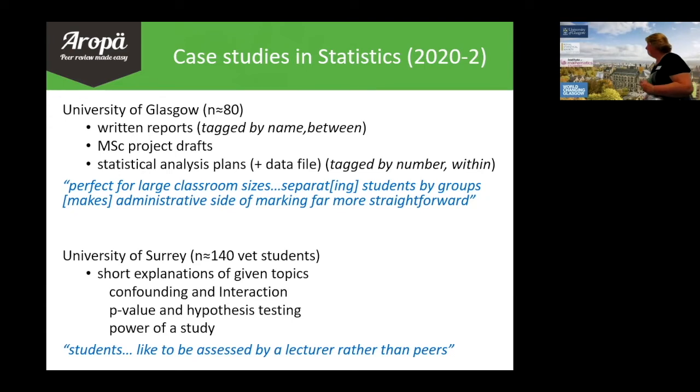Even more flexibility. And then we've had some use from the University of Surrey for a few years now, from teaching statistics to vet students. The students are asked to give a short explanation of given topics like confounding and interaction and p-value, a short sort of 200, 300 word explanation, and then those are reviewed by their peers. And the comment that I got from the member of staff is that the students would rather the lecturer mark their short explanations rather than their peers, but it's infeasible with the size of class that he has.